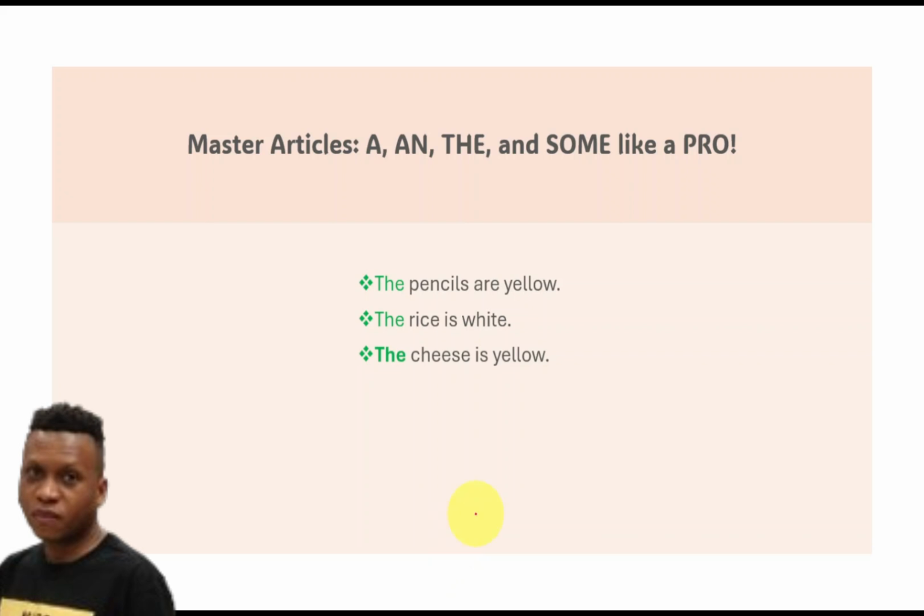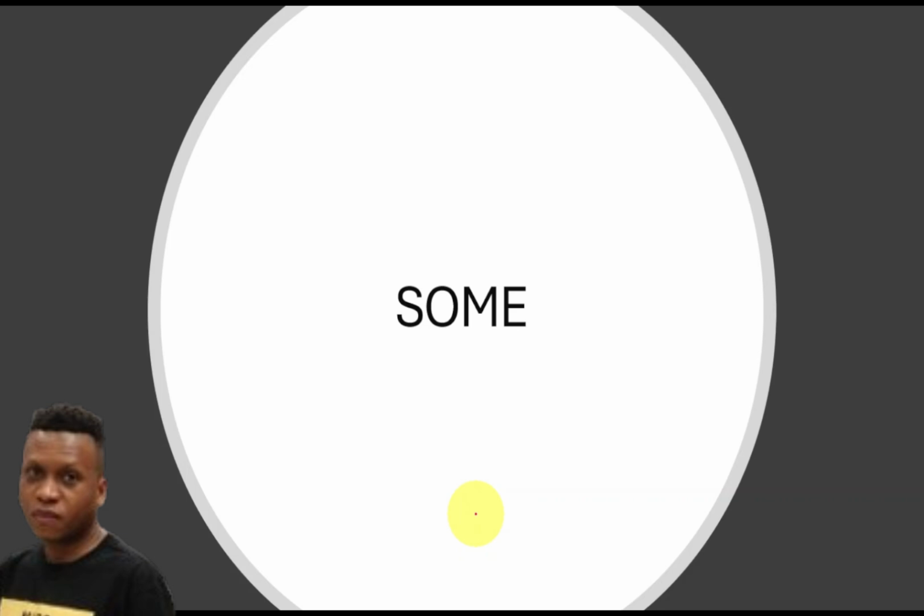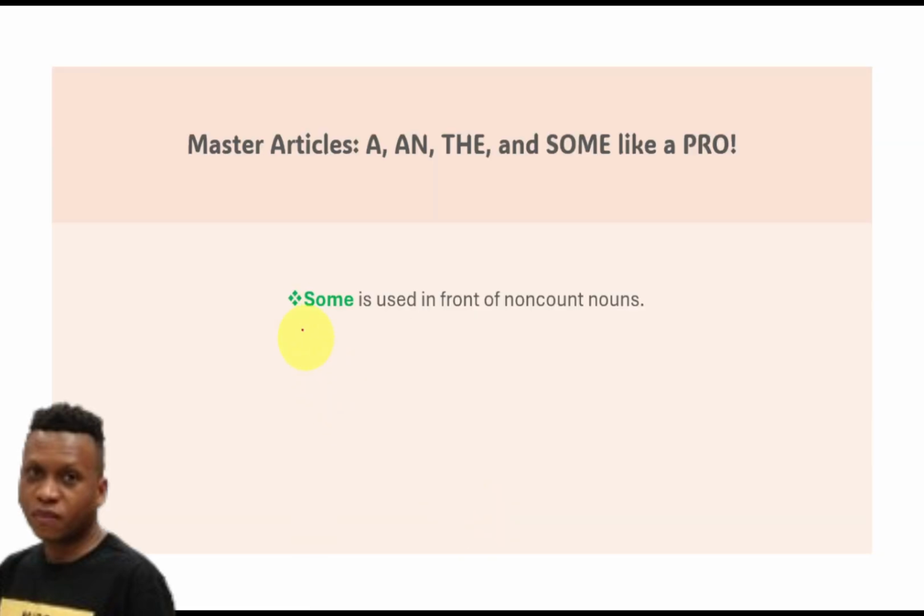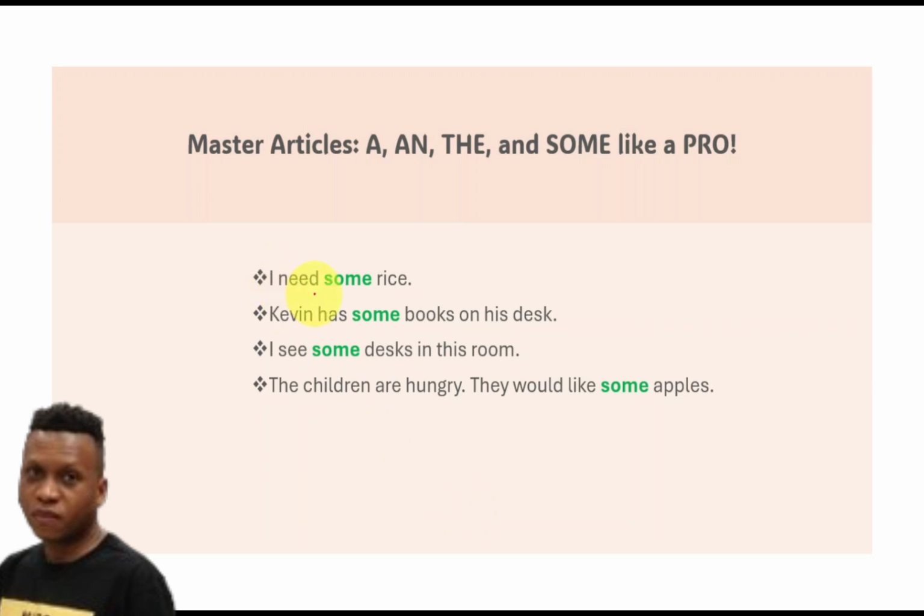Now we're gonna use some. Okay? Some is used in front of the noncount noun. You know, like when I say some sugar, some furniture, some water, some homework. Okay? You don't say one sugar, one water. No, we say some. Okay? So, I need some rice. Kevin has some books on his desk.